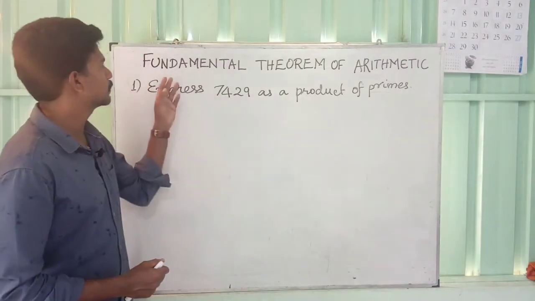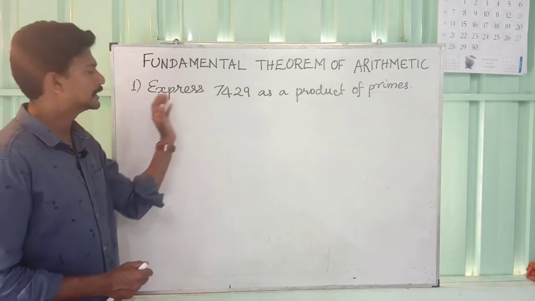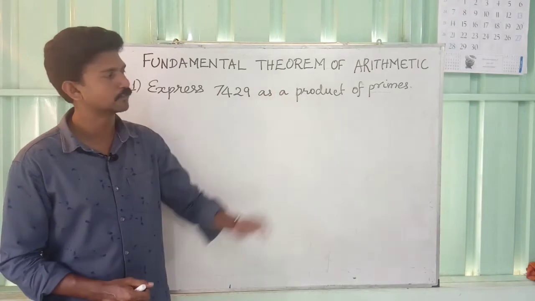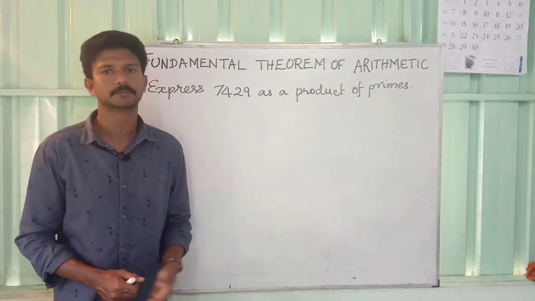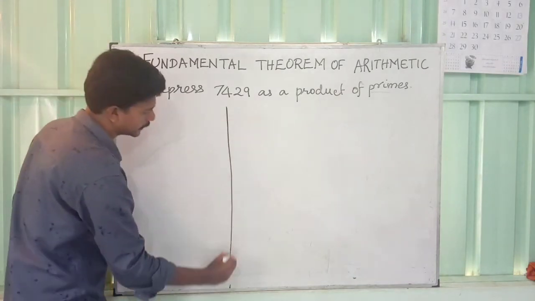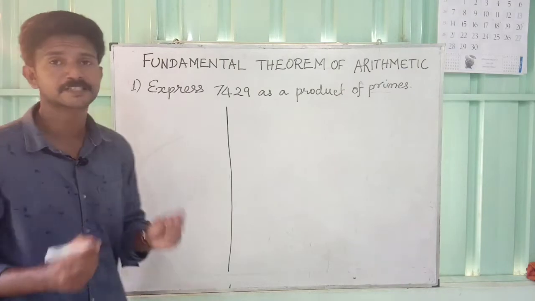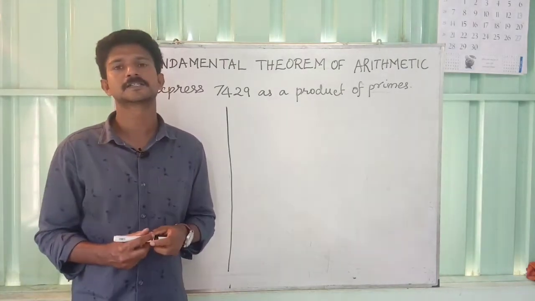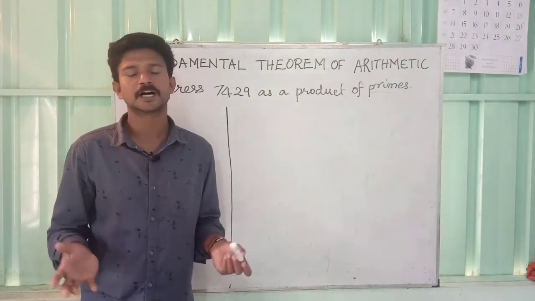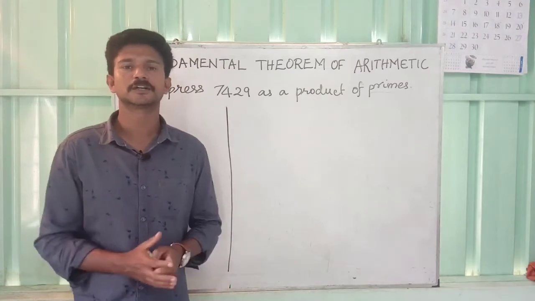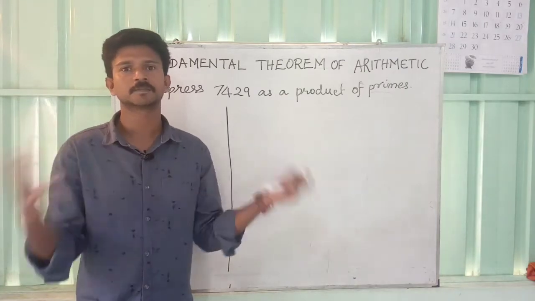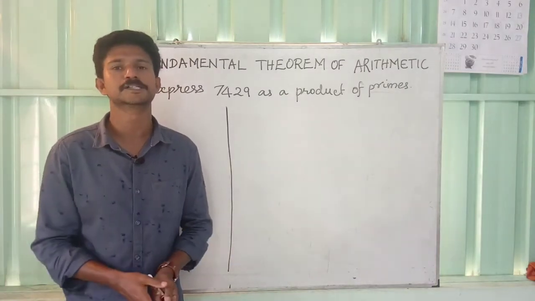Now let us see one problem based on the fundamental theorem of arithmetic. The question is: express 7429 as a product of primes. Primes means prime numbers in short. So we are going to write a factor tree here. You learned the factor tree in smaller classes. So this chapter is not that tough. It is not a hard one. What you learned already in the lower classes, you are summing up under one heading: real numbers.